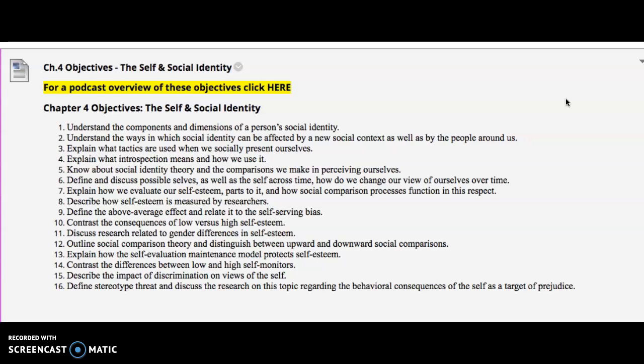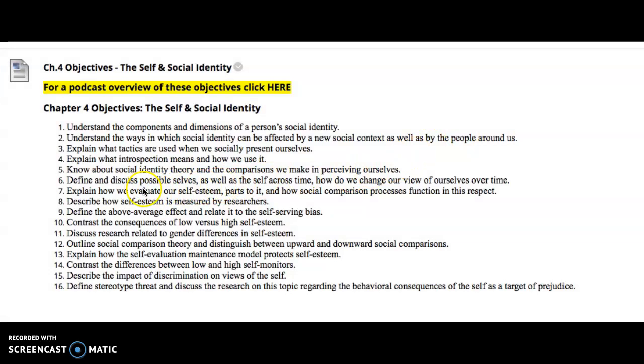Explain what introspection means and how we use it, looking inside ourselves for deeper, greater meaning. Know about social identity theory and the different comparisons that we make in perceiving ourselves. So we know how we are doing because it is all relative to how others are doing. Social comparison is a big component in how we evaluate ourselves. How do we know we are a good cook unless we've tasted other people's food or we've seen how other people cook? So it's really essential to understand that part of our identity is embedded in the comparisons that we make.